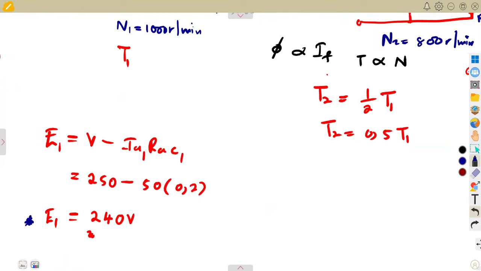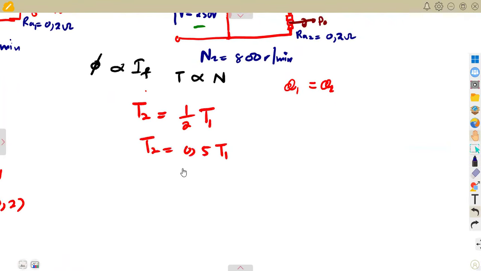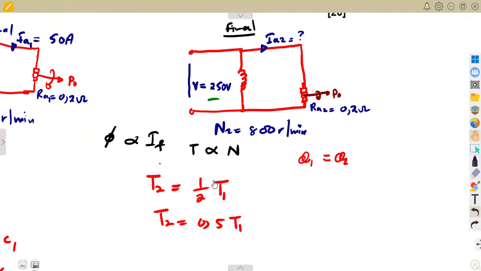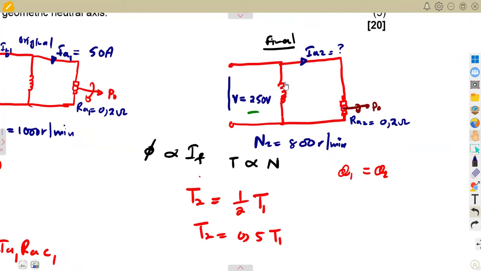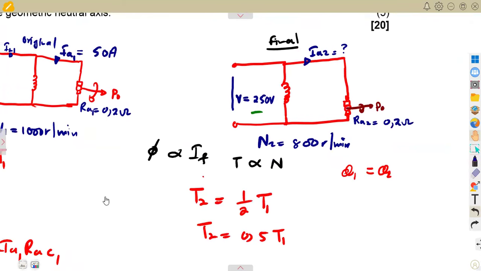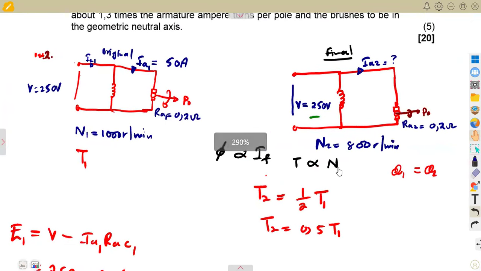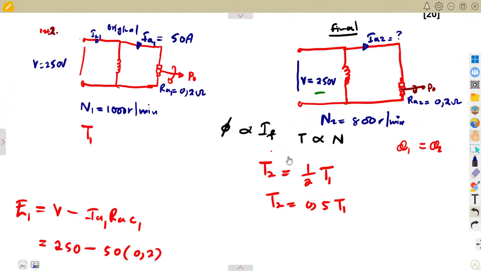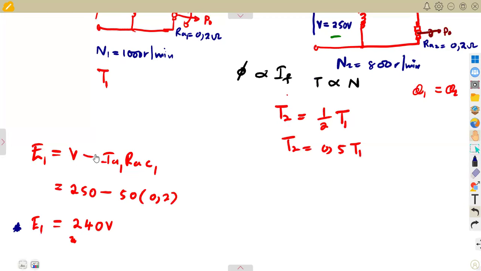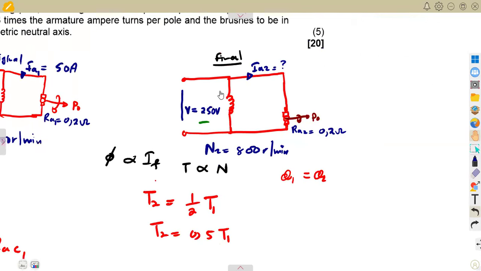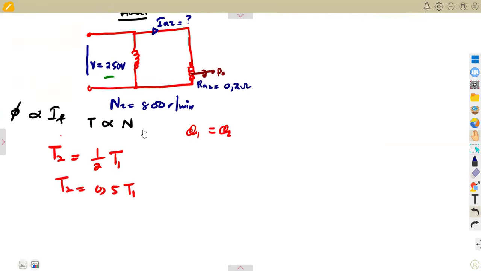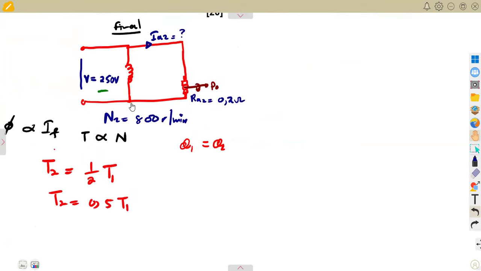There's nothing that is considered the original condition. The final condition is the one that changed. On 1.42, we have got a new condition. So you're going to calculate the generated EMF, which is already calculated, so there's no need for you to redo this to calculate E1. Your focus is on the final condition. This is where your focus is this time.